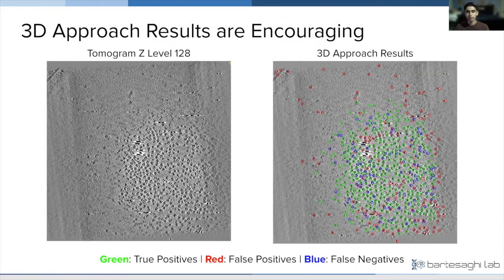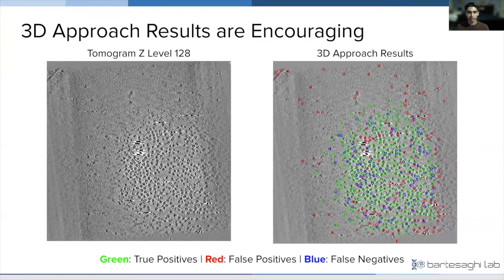So on the left, you can see one layer of the tomogram, and you can see the particles in it, which are those little black dots. And then on the right, you can see the results of our best performing 3D approach, which is the model trained on 3D subtomograms. And in this picture, we've color coded the results. So green circles are particles that are true positives, meaning that they were classified correctly as positive. Red circles are false positives, meaning that they were classified incorrectly as positive. And then we have blue circles, which are false negatives. And those are basically the ground truth coordinates that we didn't identify.